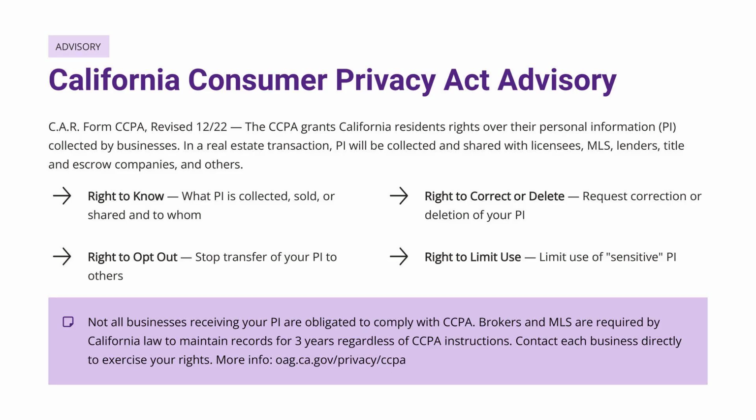The California Consumer Privacy Act Advisory informs consumers of their rights regarding personal information collected by businesses, especially in real estate transactions. These rights include knowing what data is collected, correcting or deleting it, opting out of transfers, and limiting the use of sensitive information. Agents must understand this, as client information is shared with various entities during a transaction.